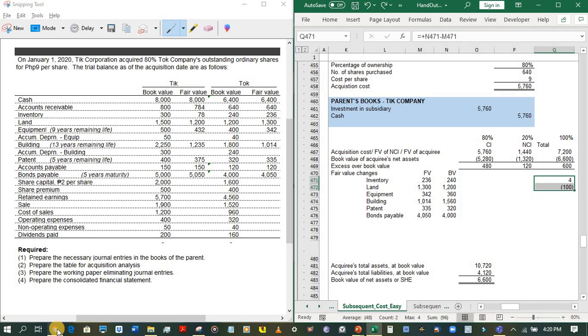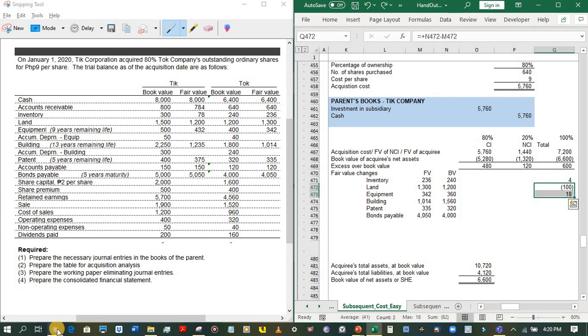So next is the equipment. The equipment has a book value of 360 and a fair value of 342 pesos. So there is a difference of 18 pesos. And the equipment is overvalued because the amount recorded is higher than the fair value. So again, similar to inventory, we need to reduce the equipment by 18 pesos. And in order to reduce the equipment by 18 pesos, equipment must be credited for 18 pesos.